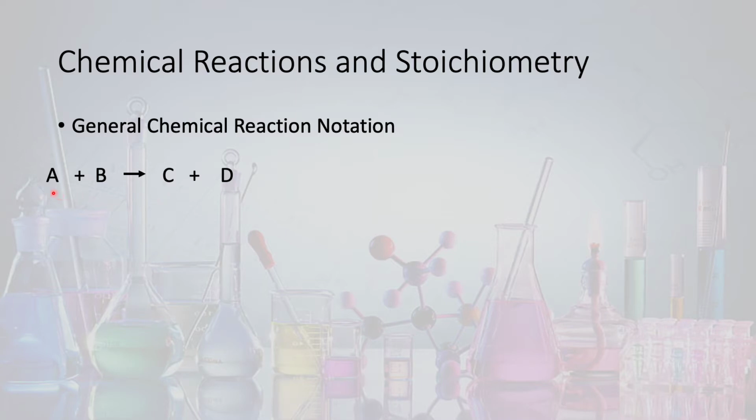So in this example, chemical A reacts with chemical B in a complete fashion that exhausts the reactants A and B to produce the products chemical C and chemical D.